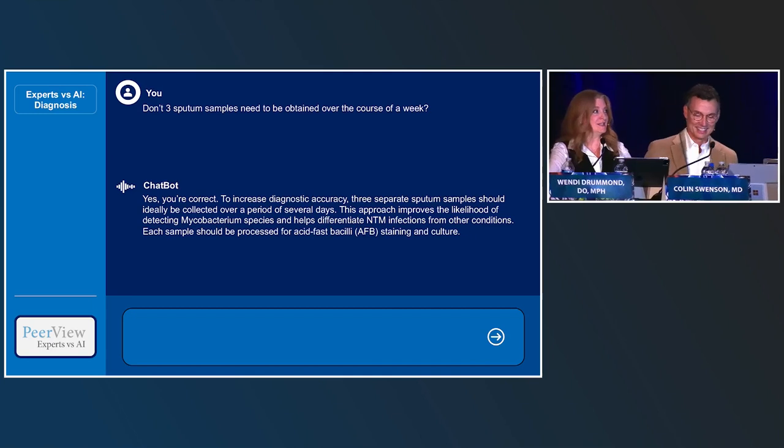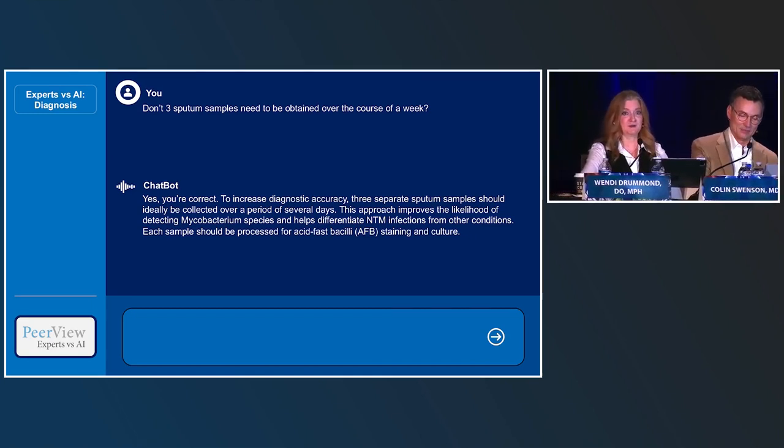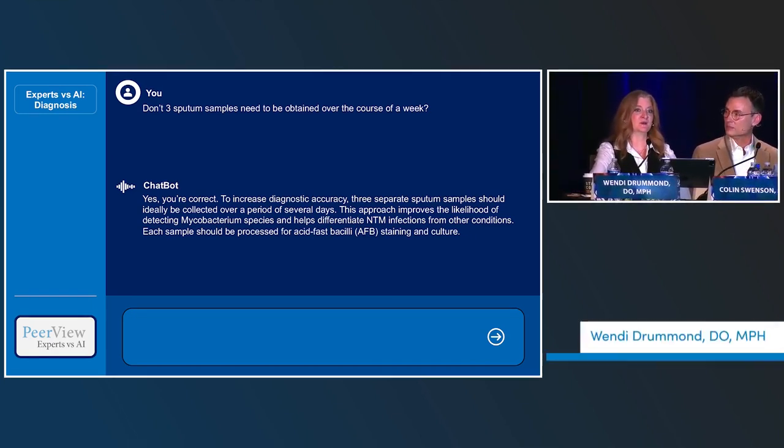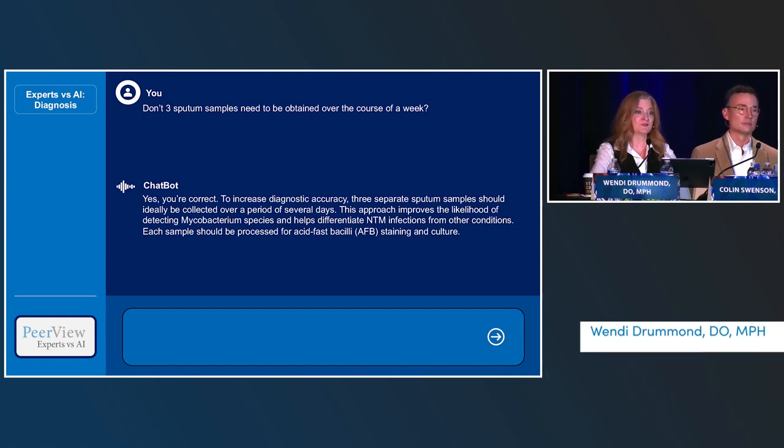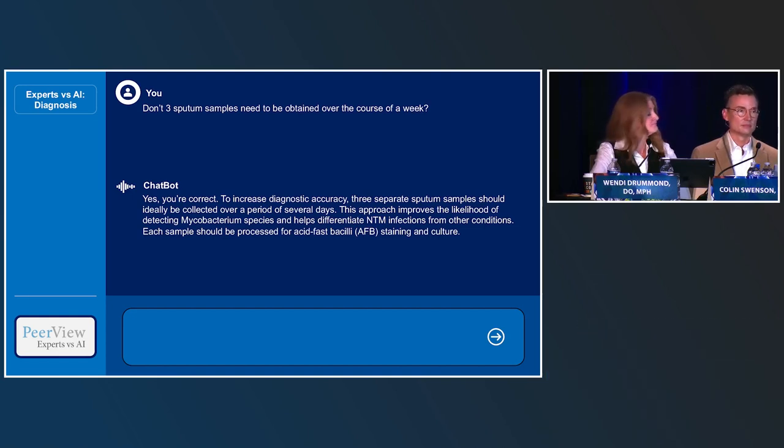Well, I agree with you. I think sometimes you're lucky to get 1 in some of our patients, and I think those of you in the audience may agree with that, but ideally you would like to get 3 in the same week, and as I mentioned before, I'm also going to get a routine respiratory culture.